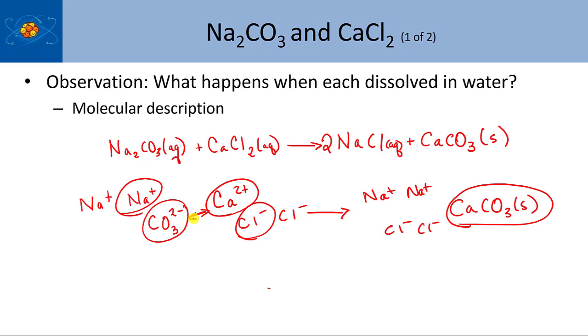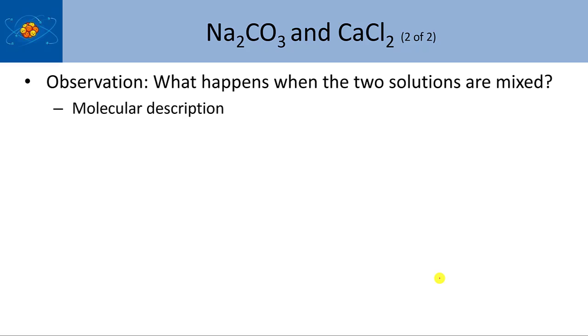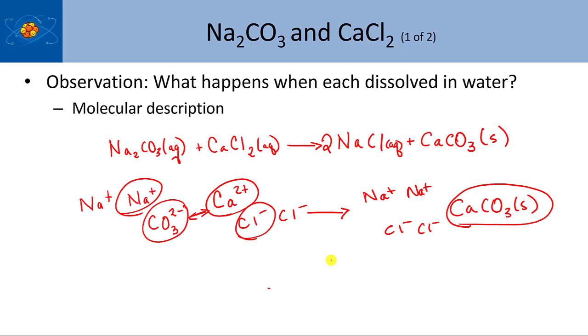I'll skip the next slide because I got a little carried away. And this is the next slide. So what happens when they're mixed? I kind of got ahead of myself. I said what happens when they dissolve, and then I went into what happens when they mix. Well, when they mix, a precipitate forms. So calcium carbonate is most likely not soluble in water, because the sodium chloride we know is.